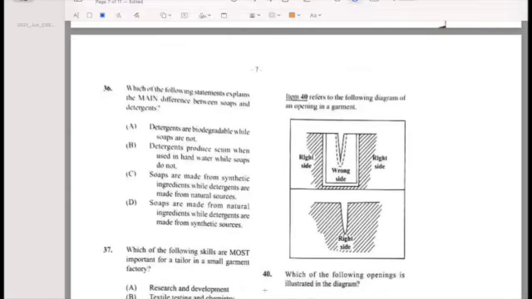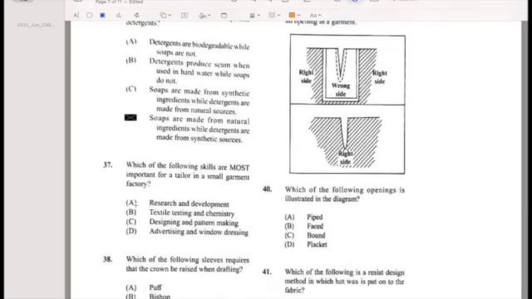36. Which of the following statement explain the main difference between soap and detergent? What's the difference between soap and detergent? 36 is D. Yeah, so we're saying that soap are made from natural ingredients while detergent are made from synthetic sources. 37. Which of the following skills are most important for a tailor in a small garment factory? 37 will be C, design and pattern making.